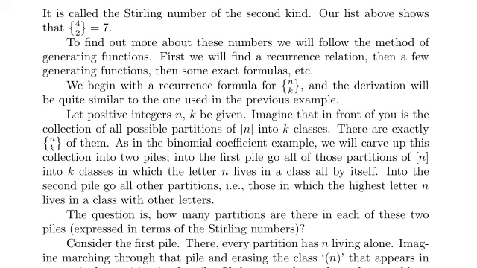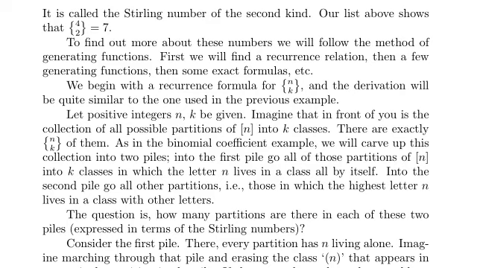It is called the Stirling number of the second kind, and our list above shows that {4 2} is 7. To find out more about these numbers, we will follow the method of generating functions. First, we will find a recurrence relation, then a few generating functions, then some exact formulas, etc. We begin with a recurrence formula for {n k}, and the derivation will be quite similar to the one used in the previous example.